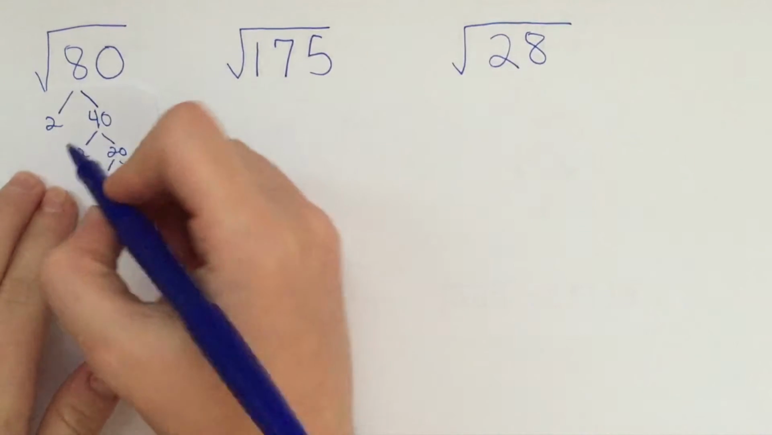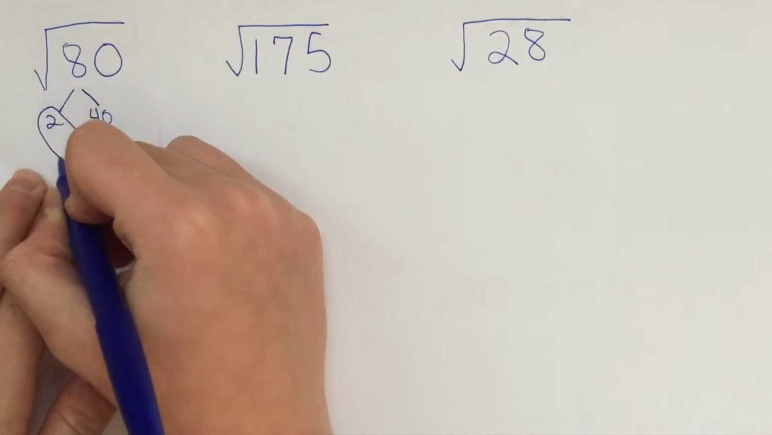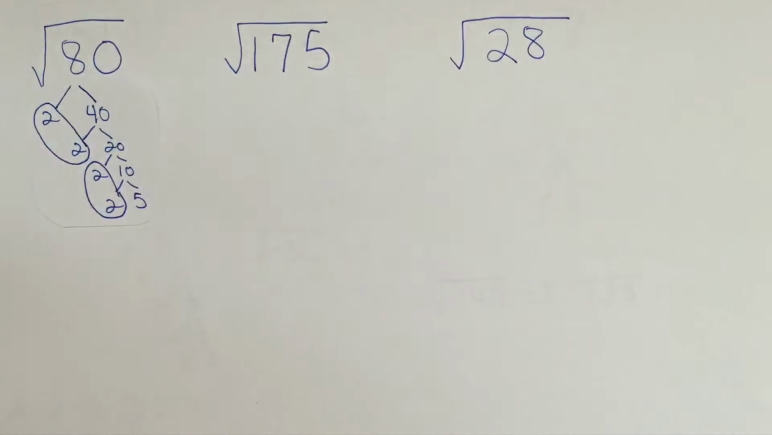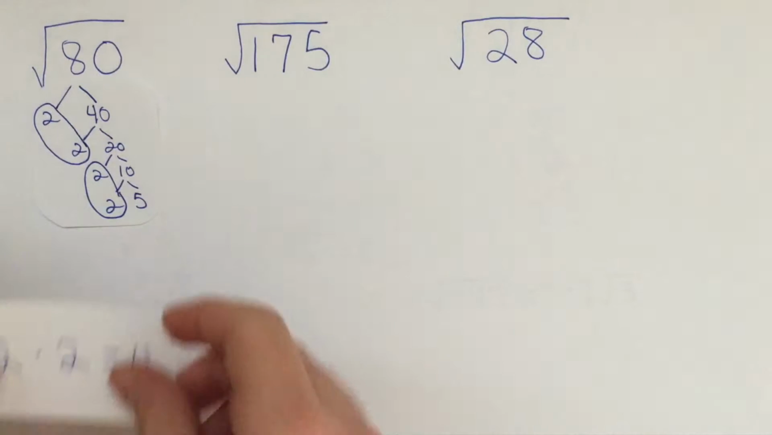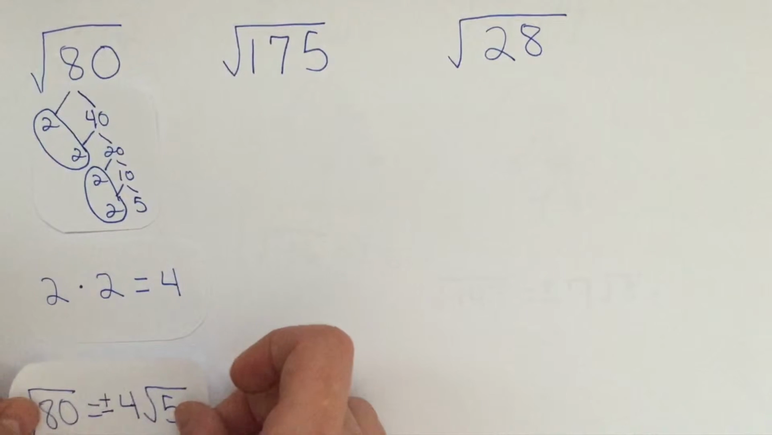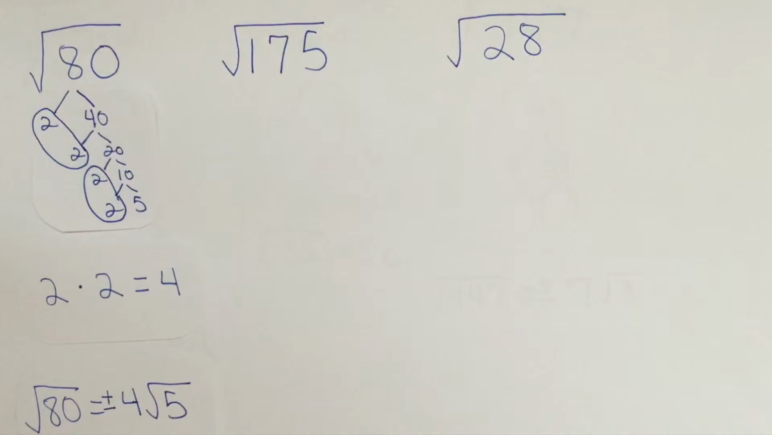So if you look at this, you can circle the pairs of 2's, and after you circle the pairs, you end up with two pairs, meaning you have two 2's that can go on the outside. Then you would multiply the two 2's, and 4 would become the number that goes on the outside of the square root. You are left with a 5, so a 5 will stay inside the radical. So your answer will be plus or minus 4 times the square root of 5.